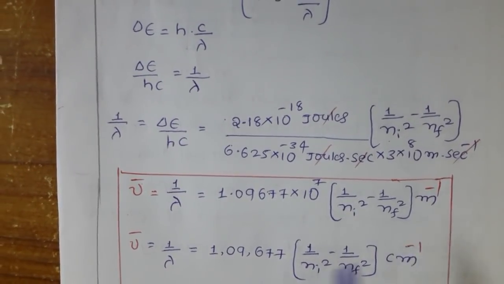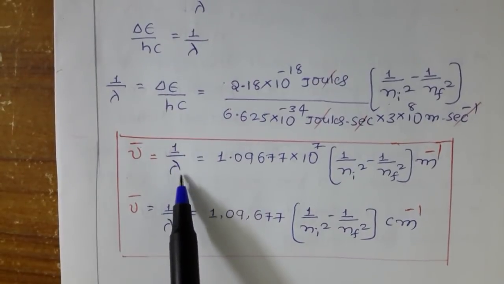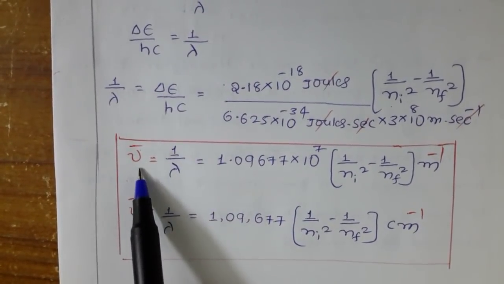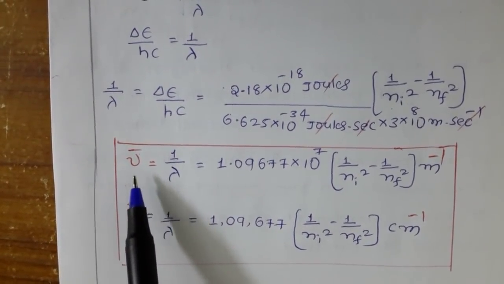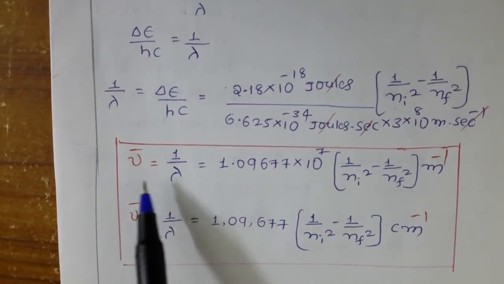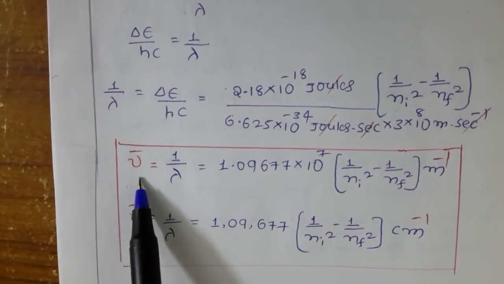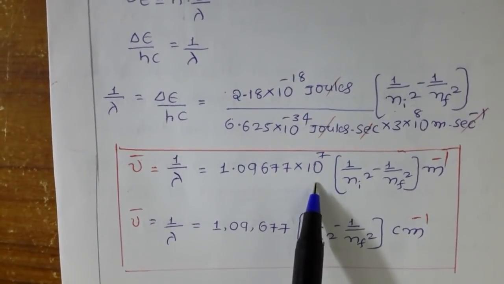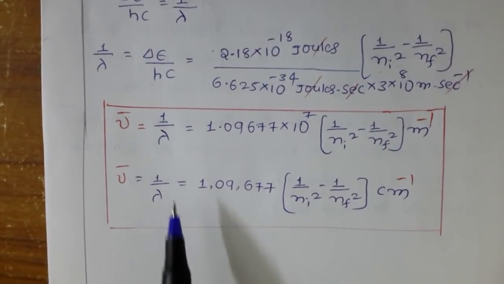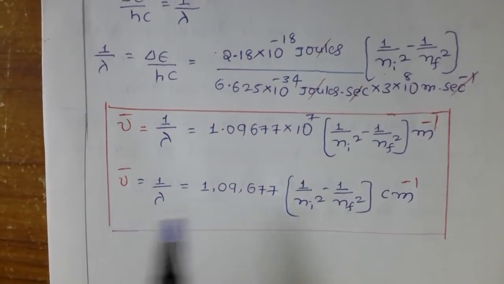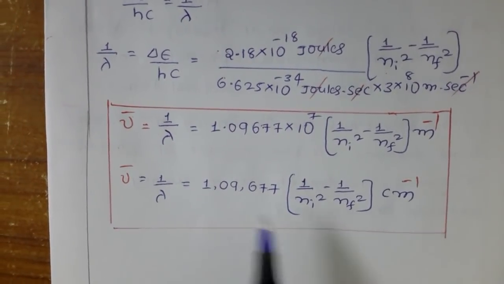See carefully, here we are taking MKS units. Now you know very well 1 by lambda means, shall I write here, mu bar, the wave number. So instead of 1 by lambda, you can also write the equation as mu bar equal to this term. Now I want to calculate 1 by lambda or mu bar in centimeter inverse, so what happened here?